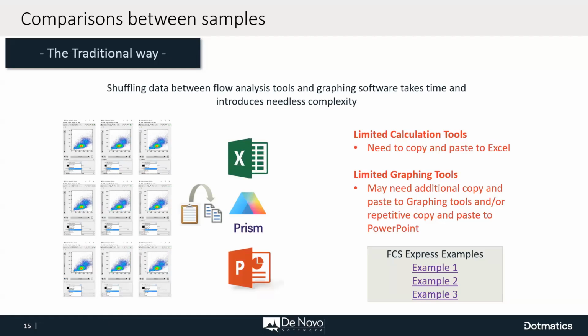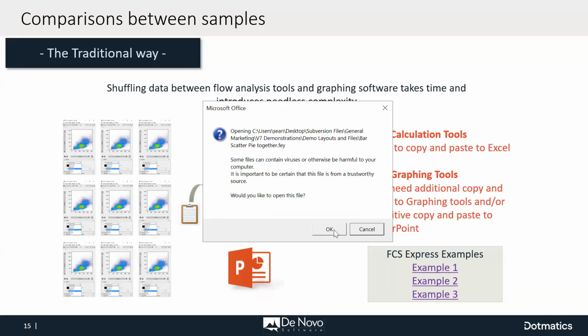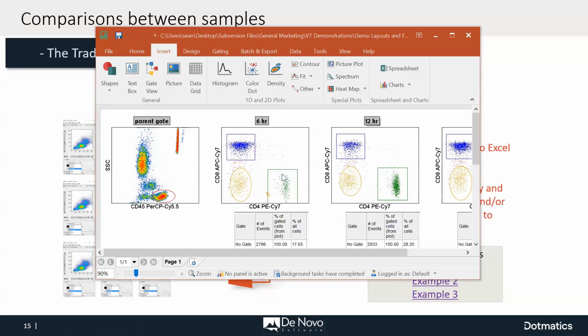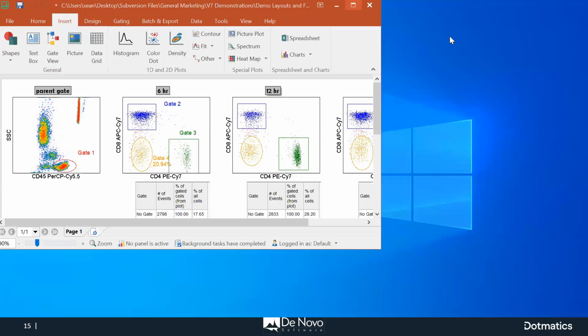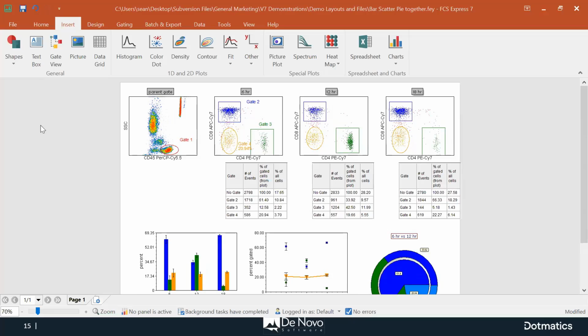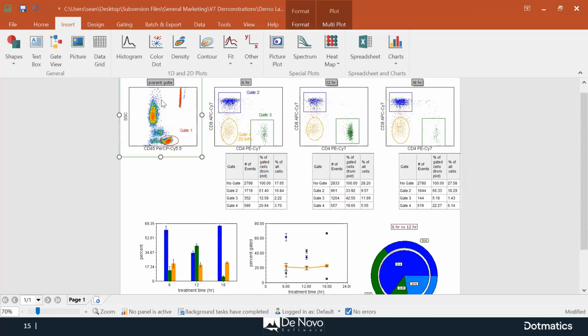I know other tools have limited calculation tools, limited graphing tools, but when we look at an example in FCS Express, we can make use of integrated spreadsheets, we can make use of integrated graphing, we can make use of direct exports to GraphPad Prism, which is pretty cool. And when we look at an analysis example in FCS Express, you can see I've got a few plots here, different time points, right? I'm not working with one set of data. I've got a 6, 12, and 18-hour time point.